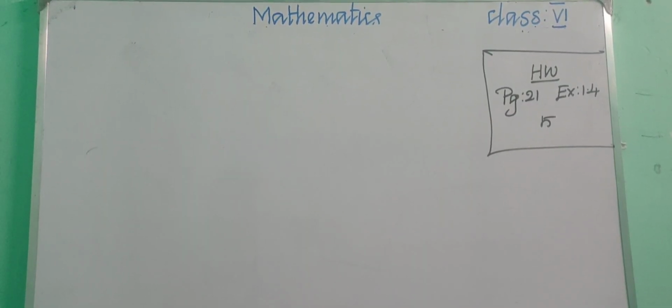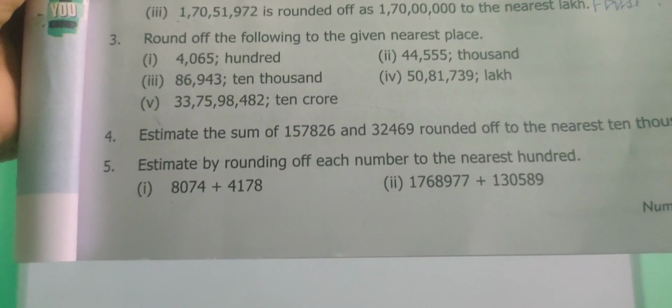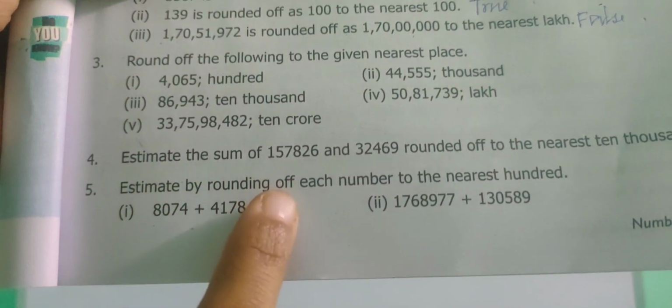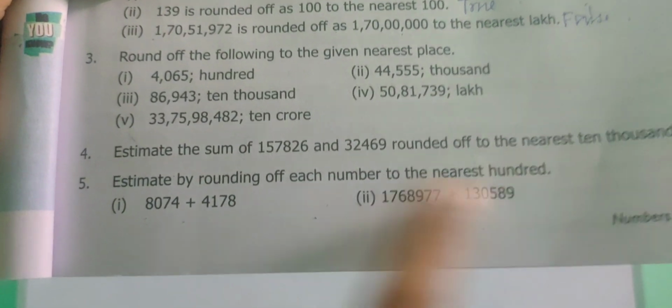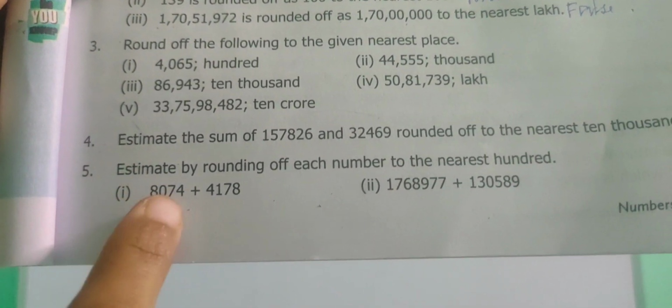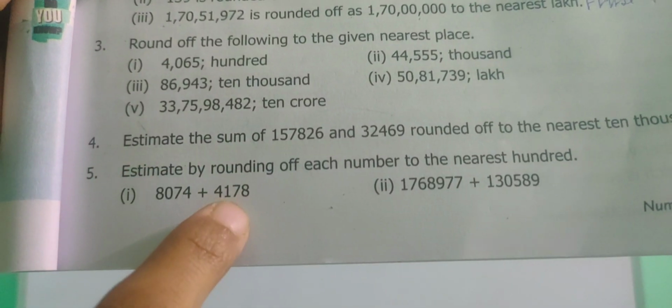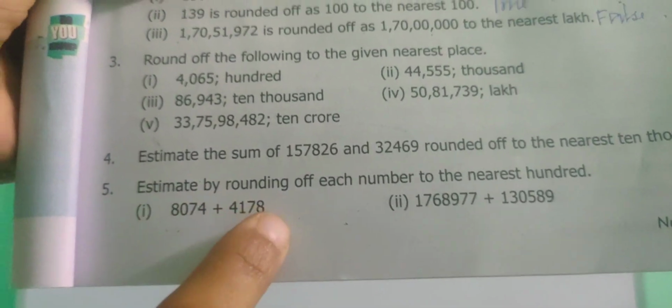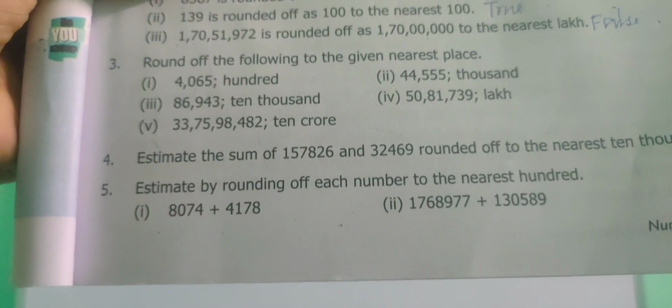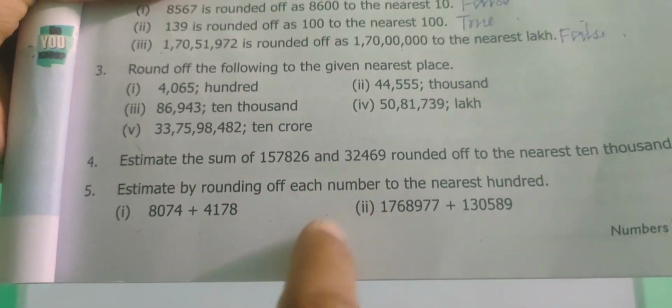Children, note today's homework. It is on page number 21, exercise 1.4, fifth sum. See the fifth question: estimate by rounding off each number to the nearest 100. We are going to round off these two numbers to the nearest 100 and then you need to find the estimated sum for these two sums.